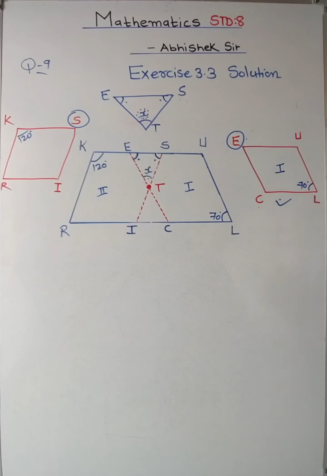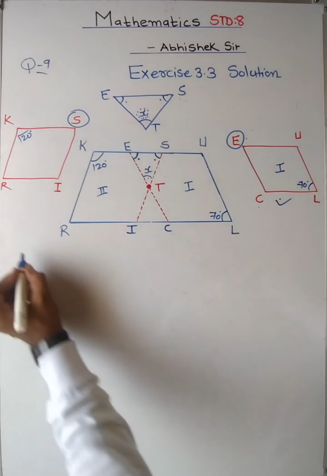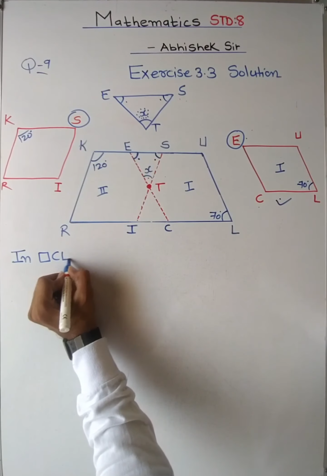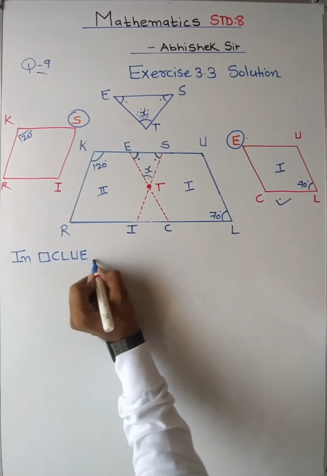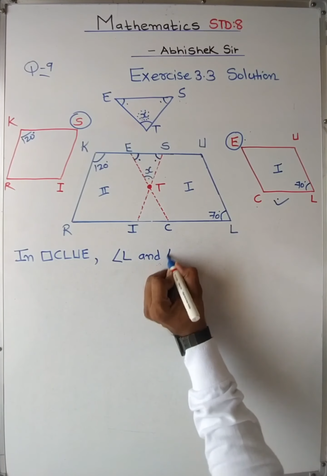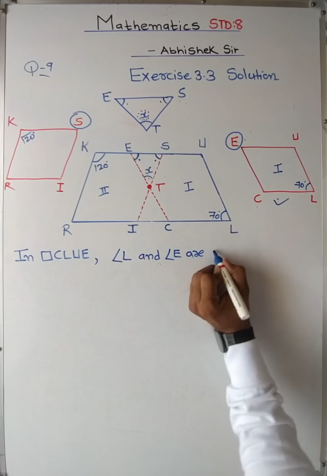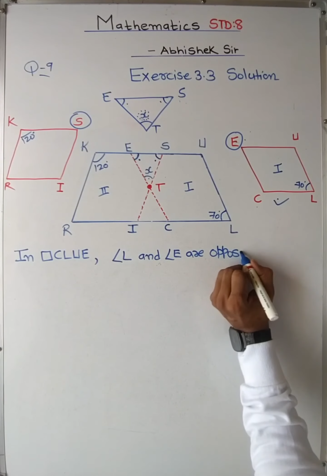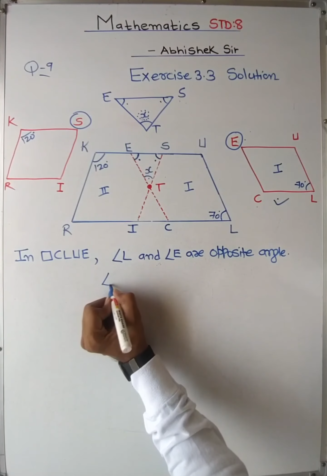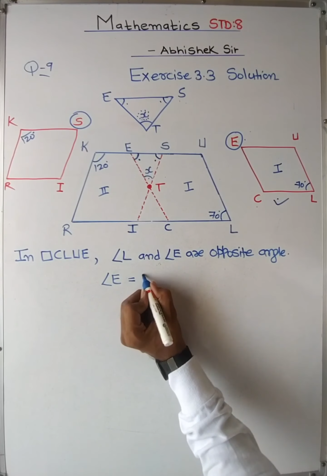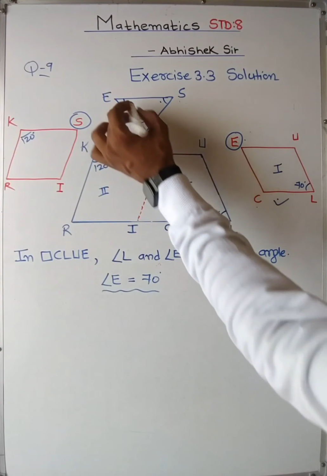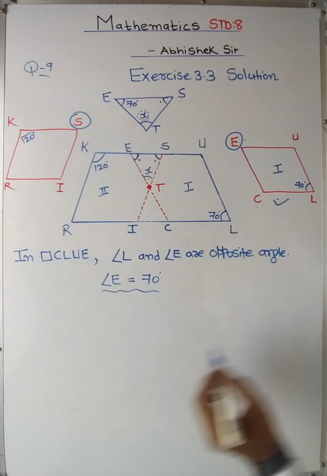So using this, in parallelogram CLUE, L and E are opposite angles. So what will be angle E? Angle E will also be 70 degree. So we have got our first part, this one as 70 degree.